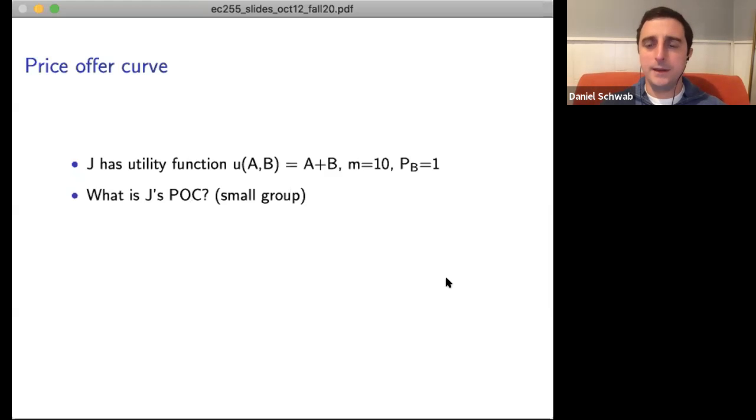Okay, so we'll do the same thing. In our quote unquote small groups, we'll do the sort of individual work here. And we'll take a look at J's price offer curve. As I've said a million times today, I think the best way to do it is just pick some values for PA. Figure it out for a handful of values, and then hopefully you'll see the pattern and understand what's going on for every value of PA. Okay, so let's take a minute right now, work on that, and then we'll come back.